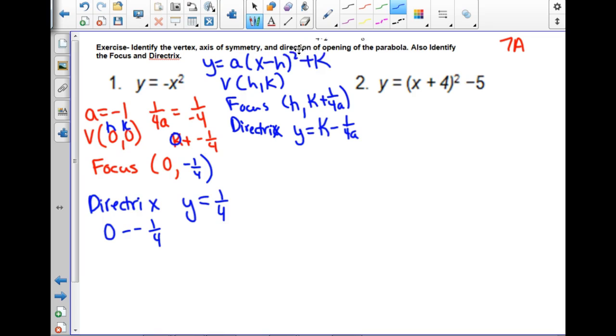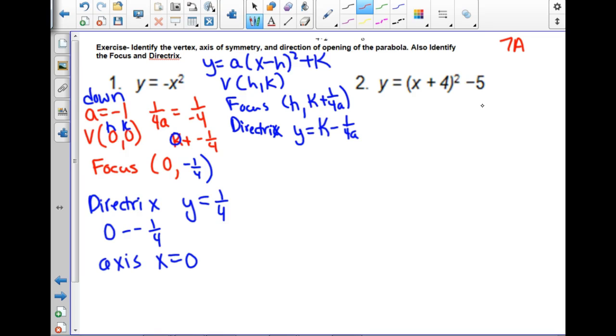Okay, and this said to also give the direction of the opening of the parabola. This would have opened down. And the axis of symmetry is x equals h, and the h is 0, so x equals 0, which is a vertical line. Okay, pretty simple one since the vertex is at the origin.